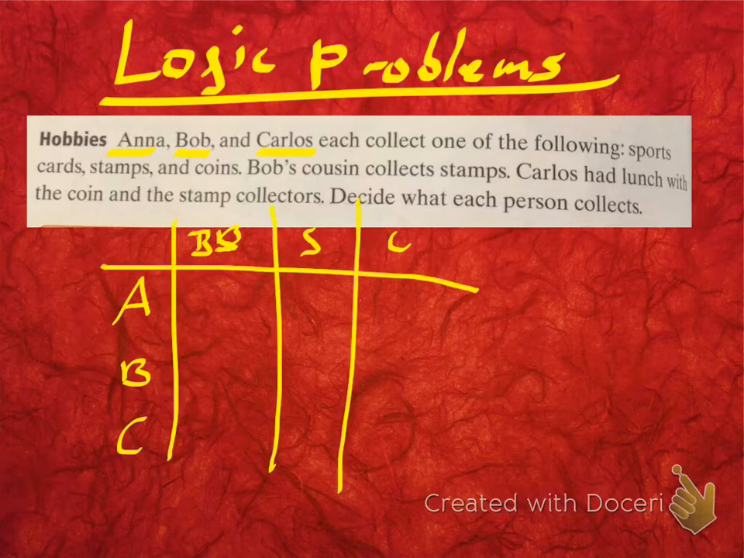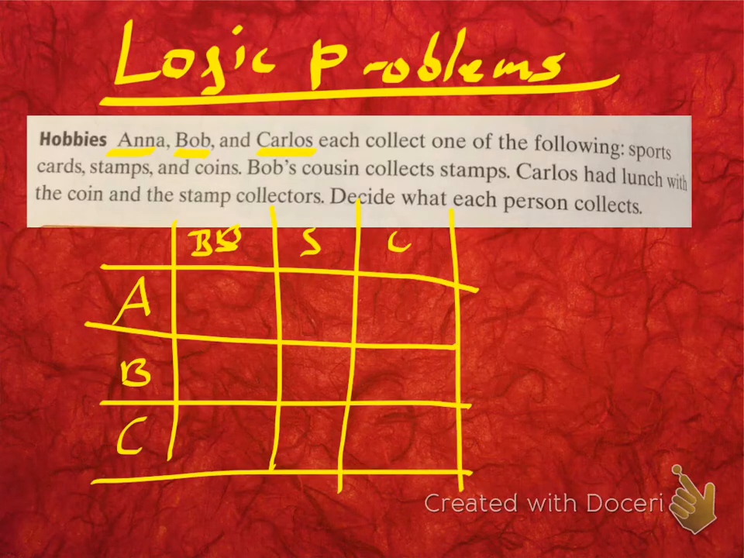And so we're going to try to figure out from the clues who collects what. And a chart is a really good way to analyze a logic problem. So let's look through some hidden clues here. What we're going to do is, if something is not possible, we're going to put an X, and when we figure it out, we're going to put an O or a circle. All right, so let's start with the clues.